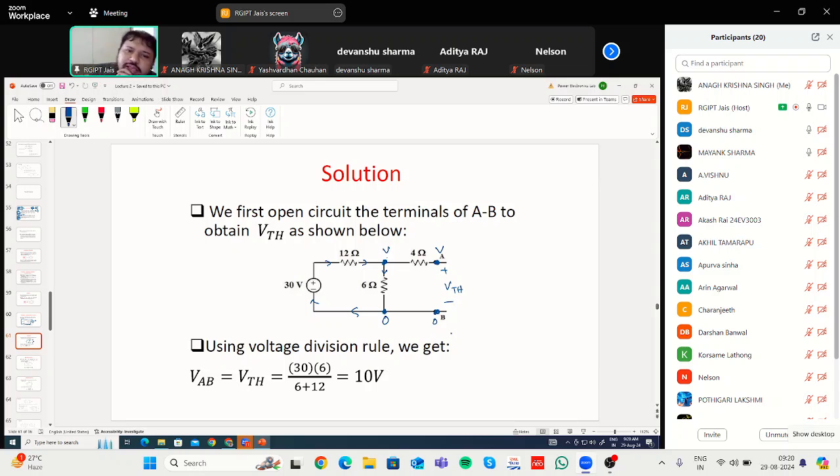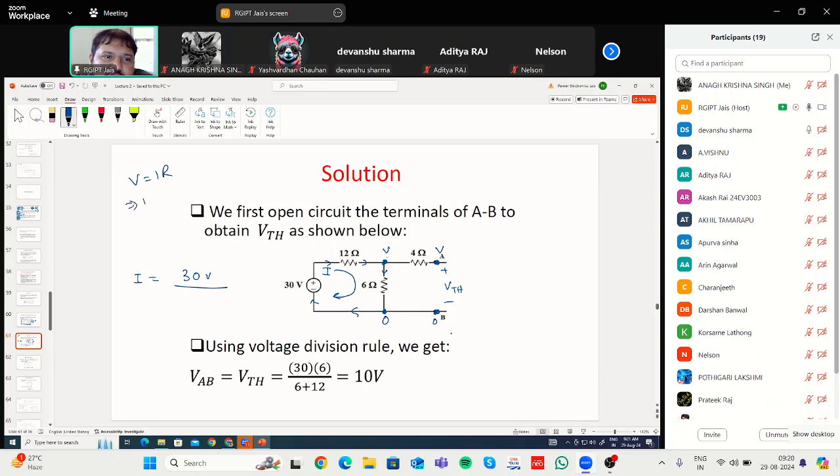Now, how to find out the voltage across this 6 ohm resistance? That means you have to find the current. Let us say I current is flowing through here. Then I will be equal to 30 volt divided by the net resistance. Again, Ohm's law, V equal to IR, so I will be equal to V by R.